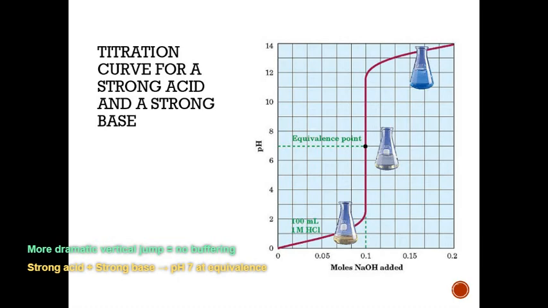Before equivalence, the pH stays very low because excess strong acid dominates. After equivalence, excess strong base shoots the pH up rapidly. The color change happens right at that vertical section where the indicator's range catches the steep rise.